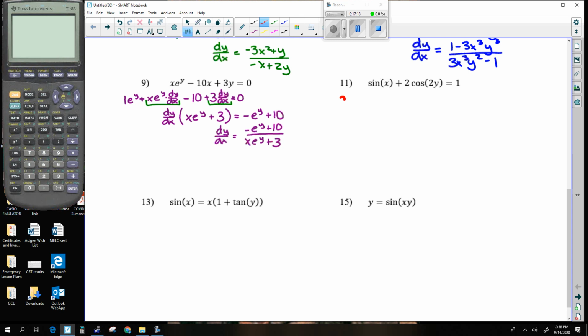Here you go. Sine goes to cosine, so cosine x, derivative of x is 1, plus cosine goes to negative sine. So negative 2 sine 2y, derivative of the inside, chain rule. Okay, so I didn't take the derivative of y right there. I was taking the derivative of the cosine portion. But the chain rule is I have to chain rule this inside. So that's 2 dy dx. And then the derivative of 1 is 0 as the answer.